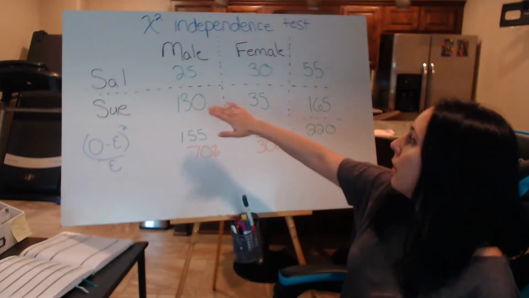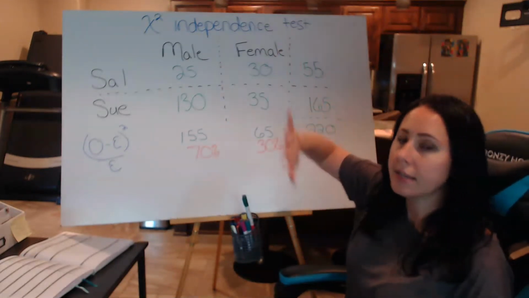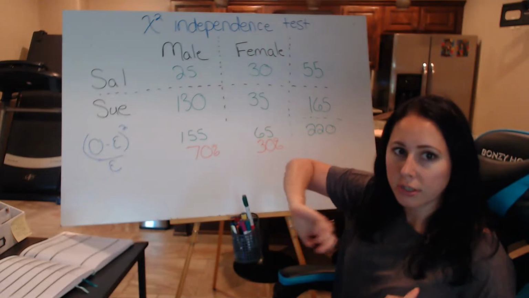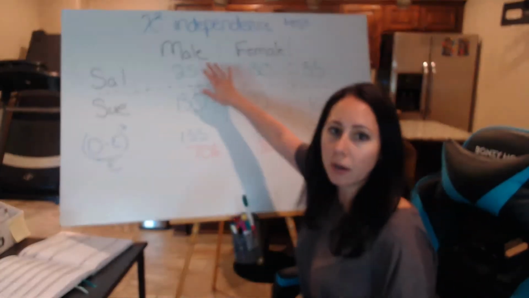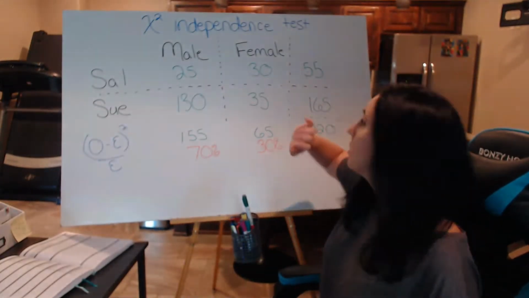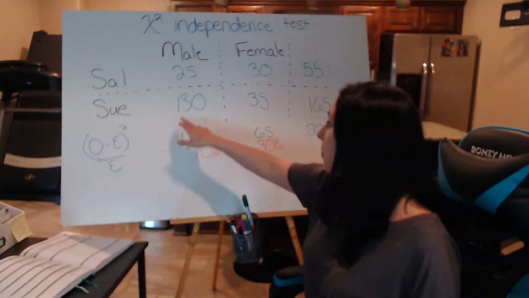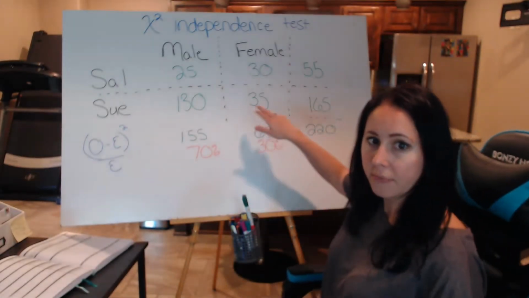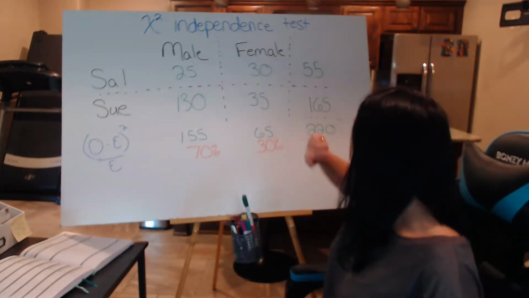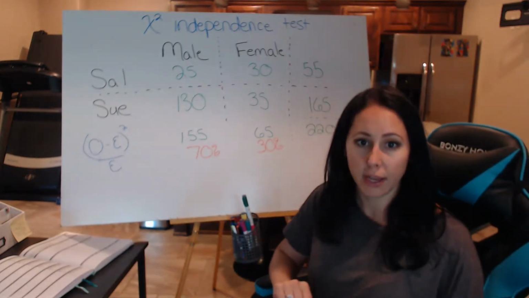So what we found is that in the last 2 quarters, Sal had 25 new male clients, 30 new female clients, for a total of 55 new clients. Sue had 130 new male clients, 35 new female clients, for a total of 165 new clients.